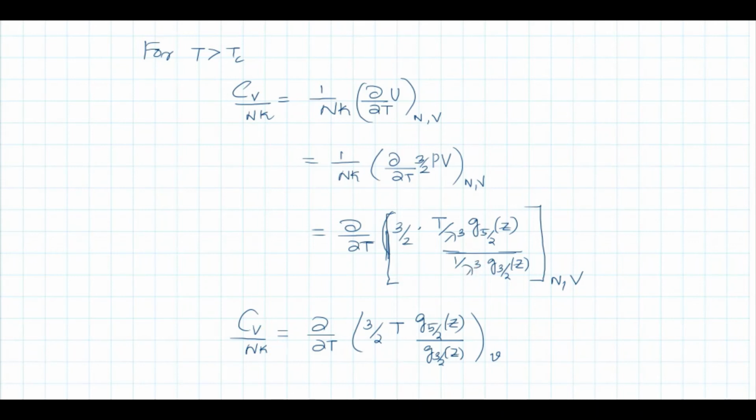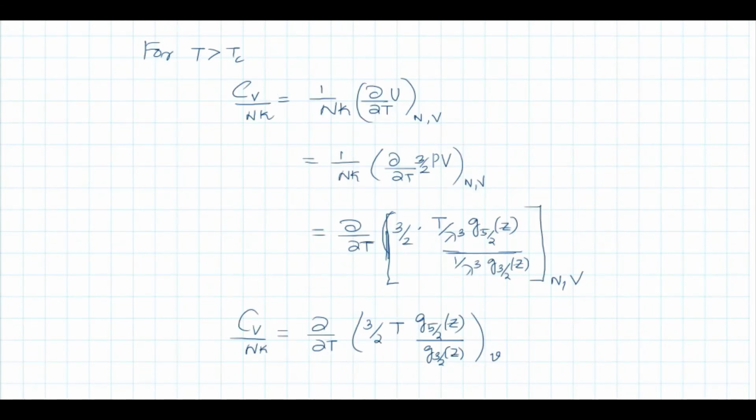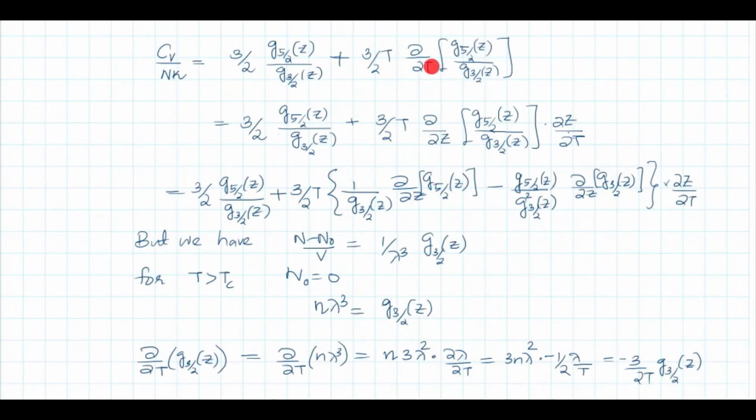So Cv by Nk equal to dou by dou t of, this is 3 by 2 t, lambda cube will cancel, g 5 by 2 z by g 3 by 2 z. Now Cv by Nk equal to 3 by 2 into, you have to apply the product rule. You can take 3 by 2 outside. First you take the derivative of t keeping this constant, then keeping t constant, take the derivative of this term. Now 3 by 2 into g 5 by 2 of z by g 3 by 2 of z plus 3 by 2 t into dou by dou t. I can replace it with dou by dou z multiplied with dou z by dou t. So that becomes 3 by 2 into g 5 by 2 of z by g 3 by 2 of z plus 3 by 2 t.